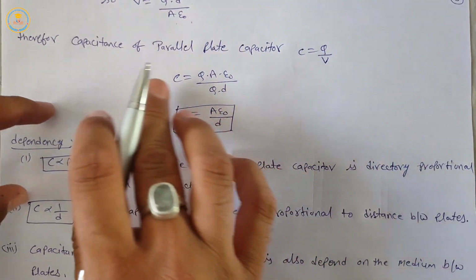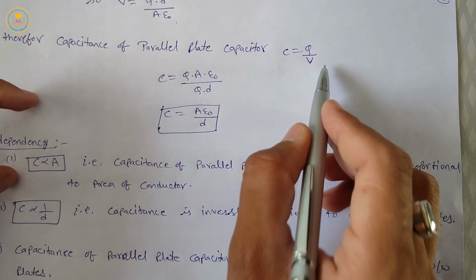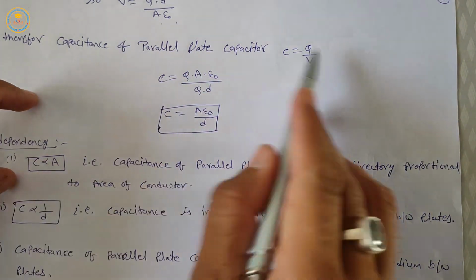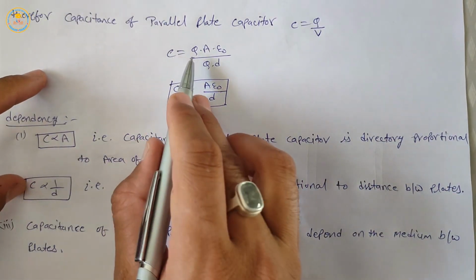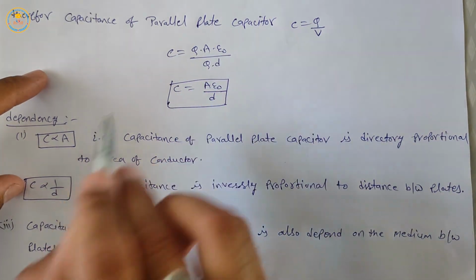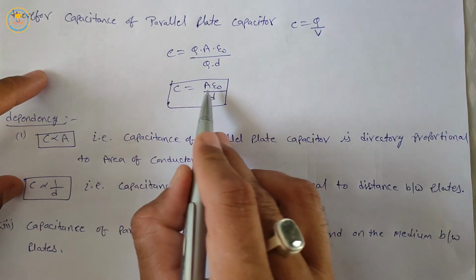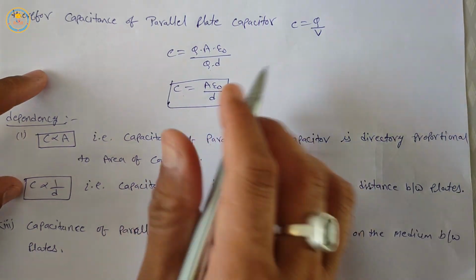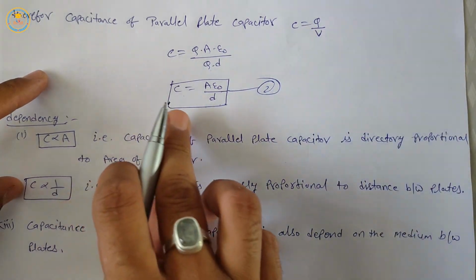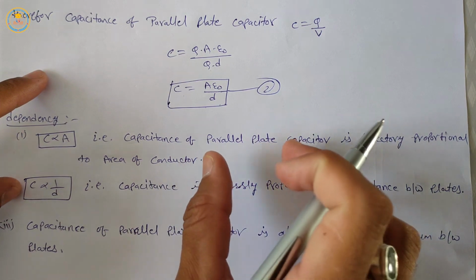Then the capacitance of the parallel plate capacitor, C, is equal to Q upon V. Putting the value of V in this equation, C is equal to Q upon Q d upon A epsilon naught. Q and Q cancel out each other, then C is equal to A epsilon naught upon d. This is the electrical capacitance of a parallel plate capacitor.